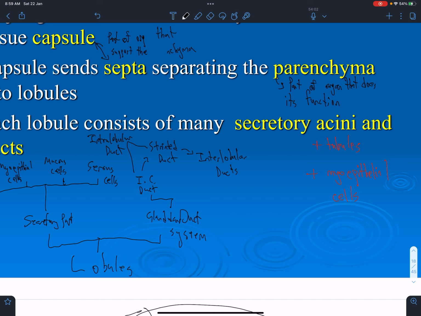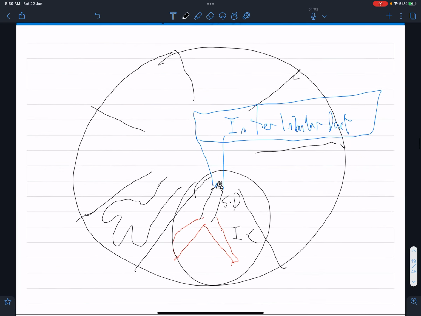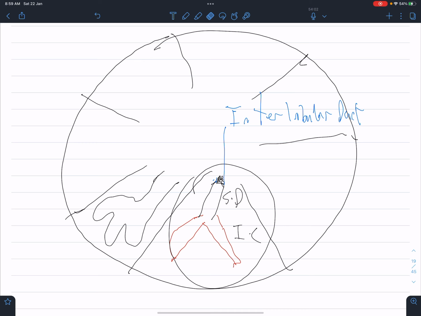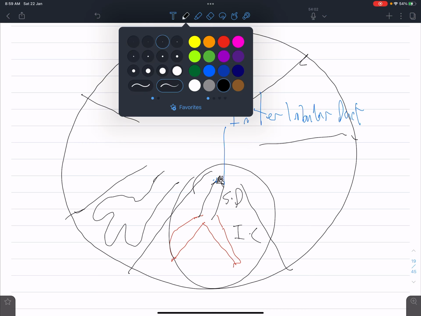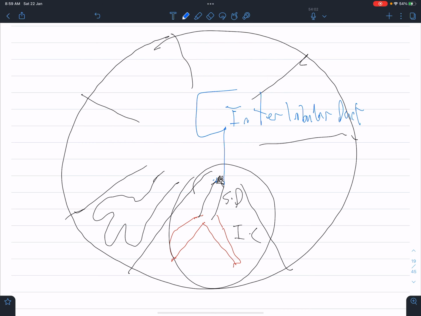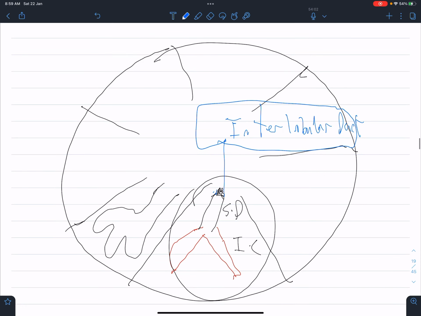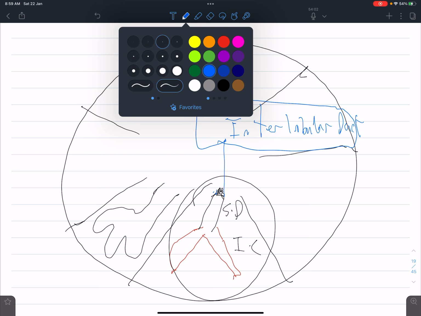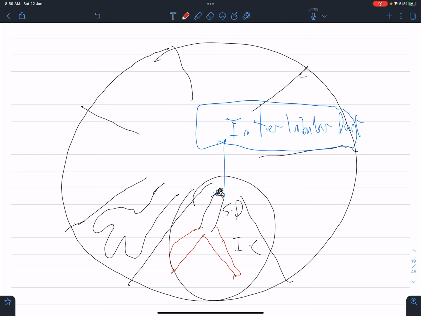Now your interlobular duct is not your main duct. It's not the final duct. If you notice, let's imagine right here, let's put it in the blue color again. Your interlobular ducts were the ducts found between each lobule, but they're not going to be the main duct coming out of the salivary gland. These interlobular ducts are going to drain into the final duct, the main duct, coming out of the salivary gland, all right?